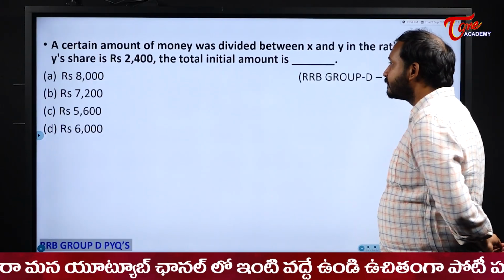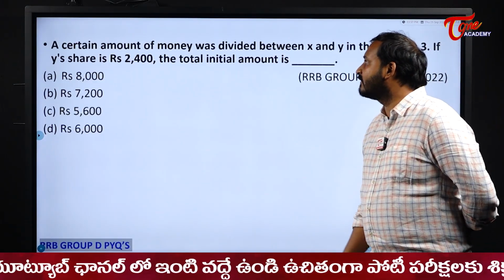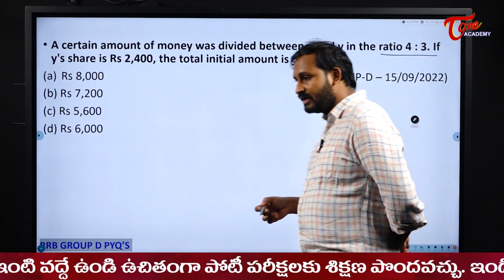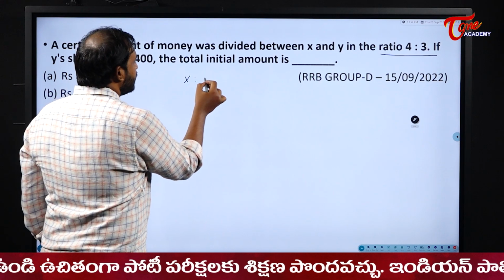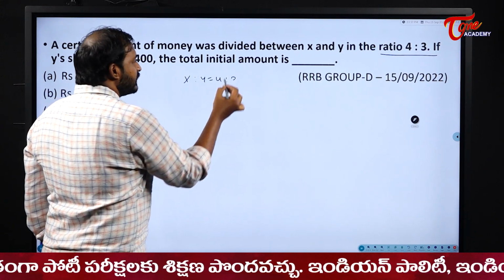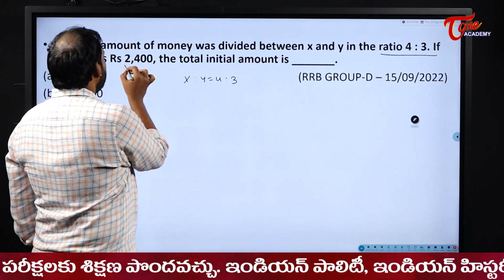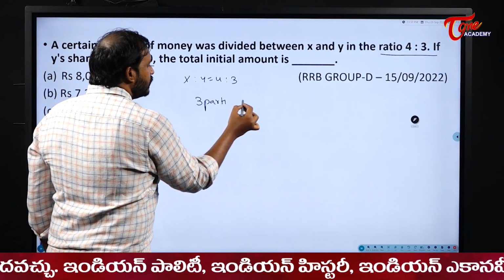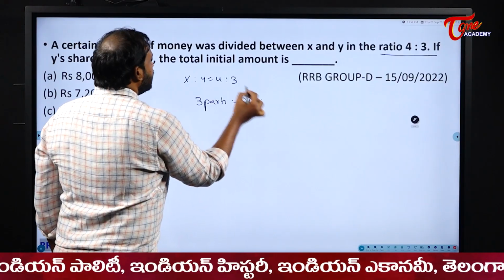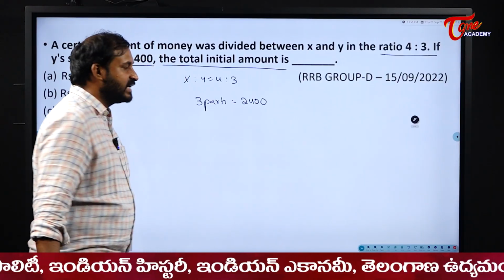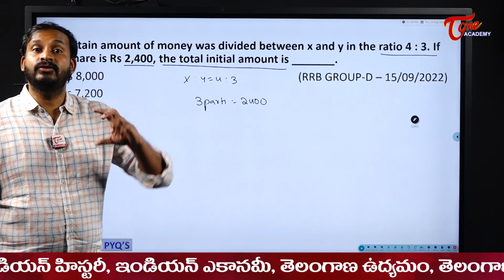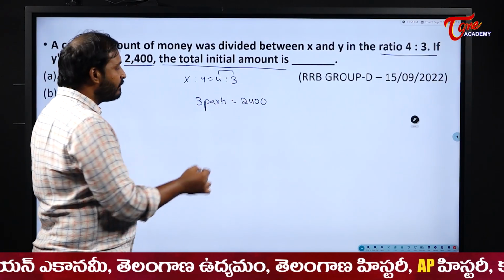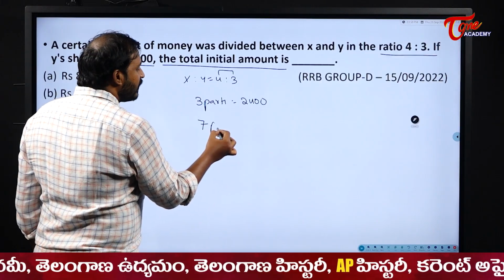Next one. A certain amount of money was divided between X and Y in the ratio 4:3. Y's share is 2400. That is 3 parts, so 3 parts is equal to 2400. They are asking about the initial total amount. 4 plus 3 is 7 parts. So 7 parts will become what here, students?